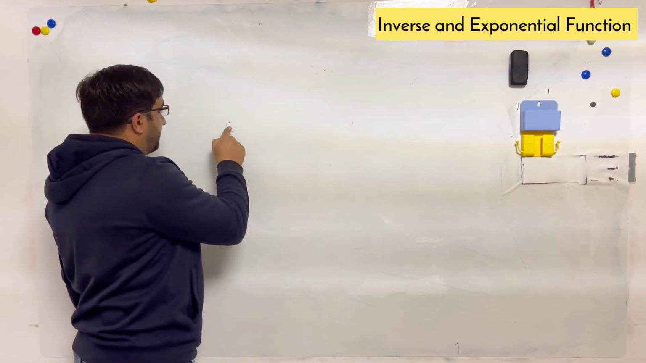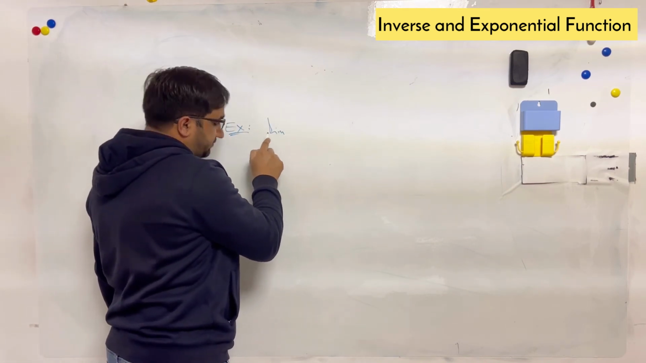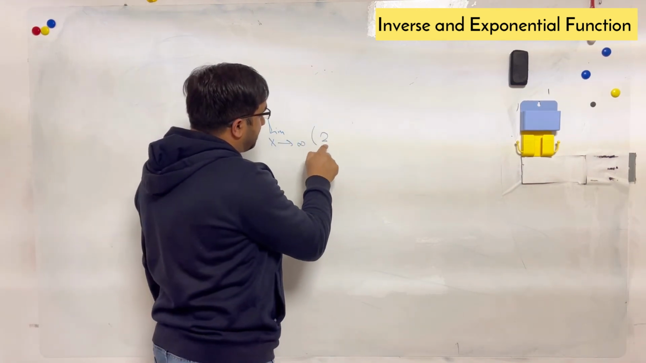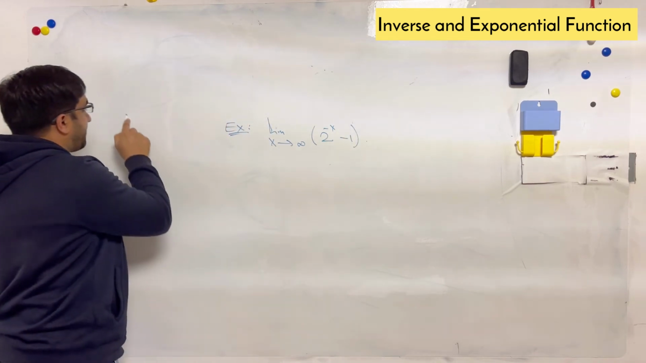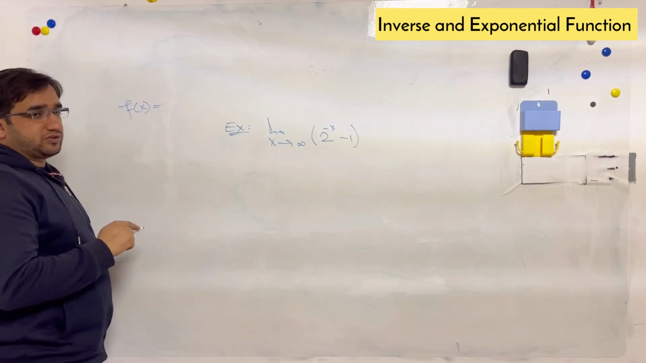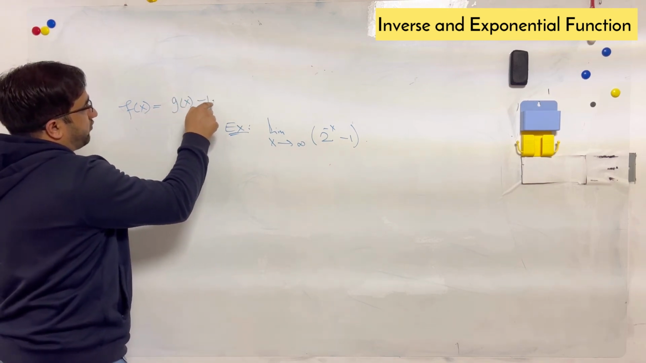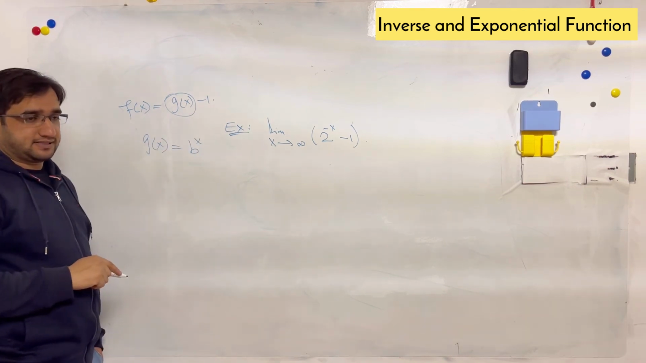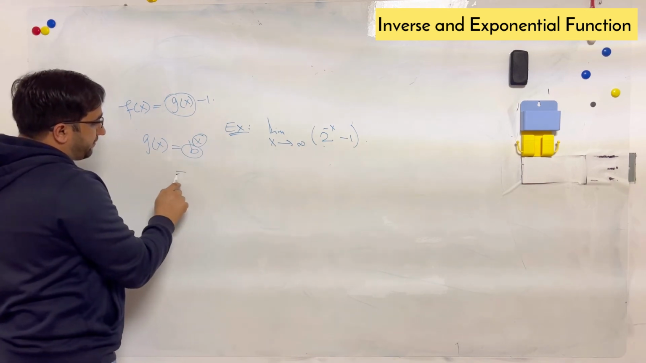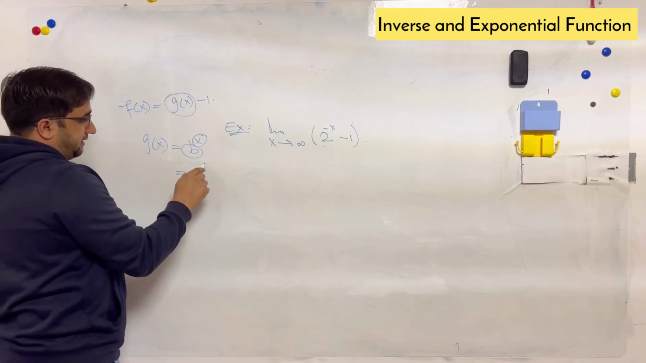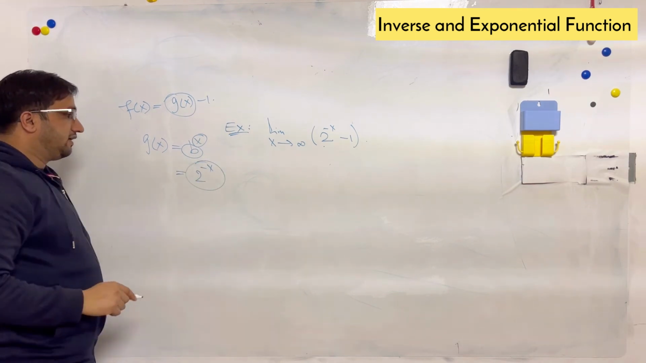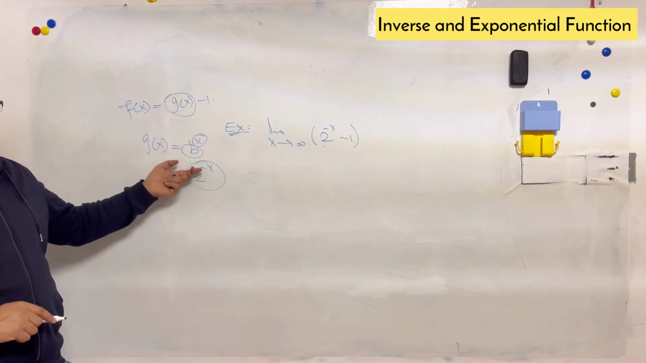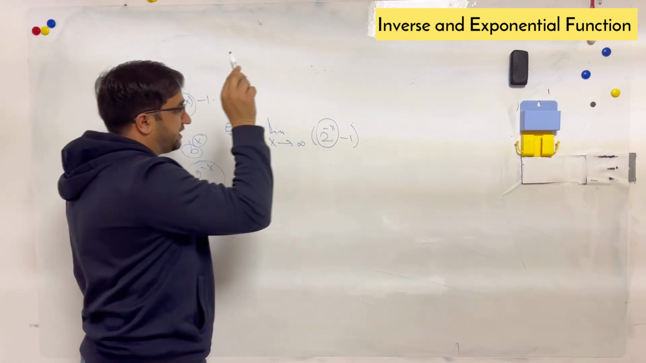So for example, if you are asked to find the limit x approaching infinity of 2 raised to the power minus x, minus 1, this is a function. The function f of x is equal to some function g of x minus 1, and this g of x is what? G of x is b raised to the power x, and b is 2 and the x is minus x. So you can always have a composition of two functions. So this function is very much similar to the exponential function because it involves the exponential factor.